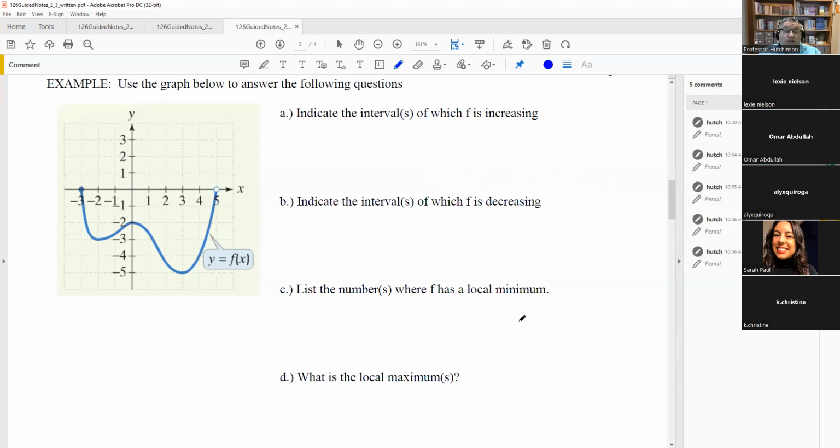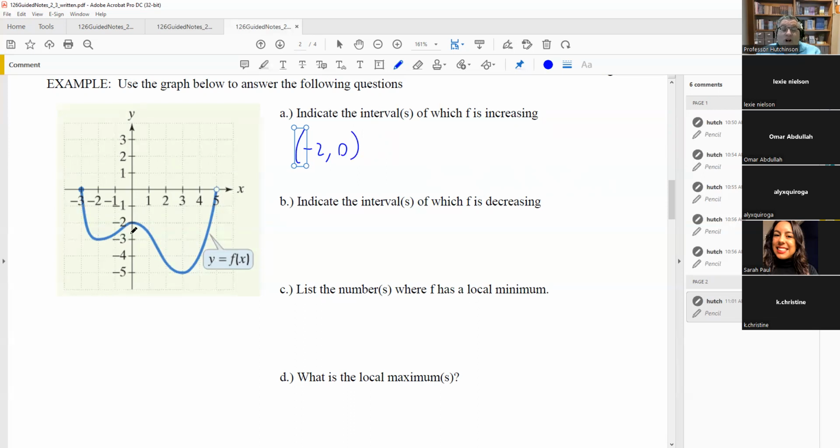Now this time we don't have points labeled for us, so we have to read these off of the graph itself. For the increasing part, I'm looking for the part of the graph that's going uphill as we move from left to right. Here's one section that's going uphill, and here's another section that's going uphill. The first section here, the graph is going uphill between the x values, because remember, the intervals for increasing and decreasing are only talking about x values. So I know that between -2 and 0, the graph is going uphill.